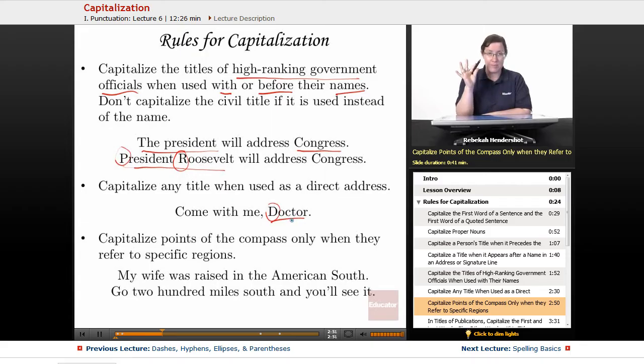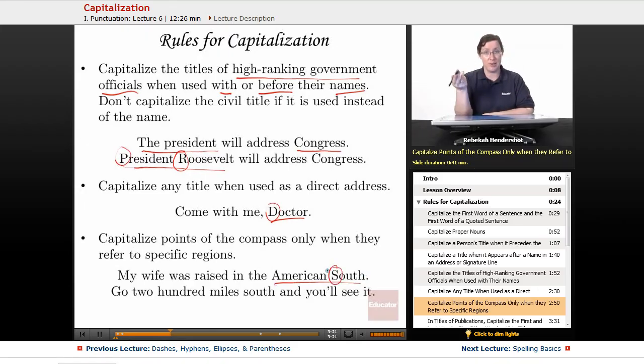Next, capitalize points of the compass, north, south, east, and west, only when they refer to specific regions. So, for example, my wife was raised in the American South. Well, the American South has a very specific meaning. It's a set of states in the southeastern portion of the United States. If someone is from the American South, you know that they have to be from Georgia or Mississippi or a few other states. So it's a very specific region, so in that case, you capitalize the S in South.